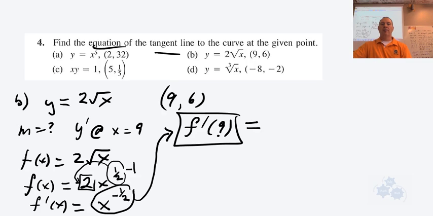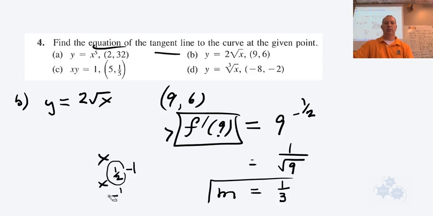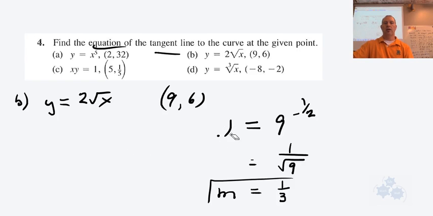So f prime of 9 is actually 9 to the power of negative 1/2, which is 1 over square root of 9, which is 1/3. So we have our slope of our tangent line is 1/3. Is everybody down with that? Any questions on that, or are you okay? You're okay. Okay. Good. So now we need to find the equation of the tangent line.